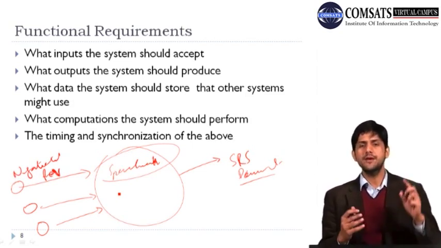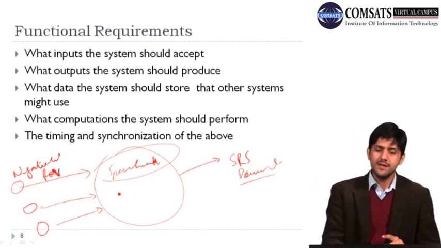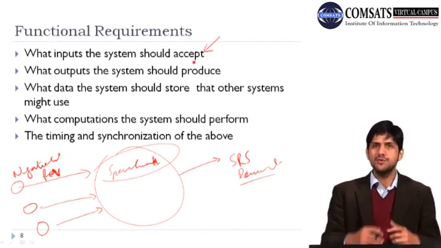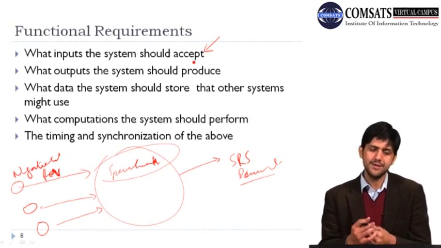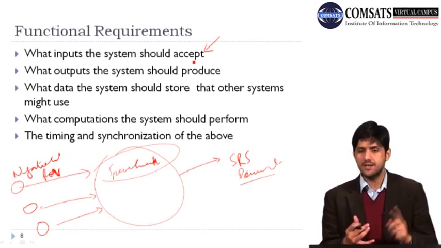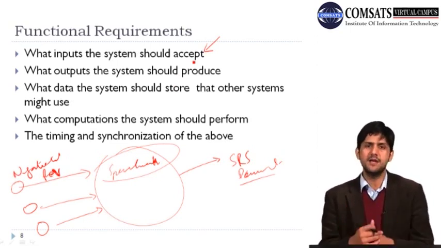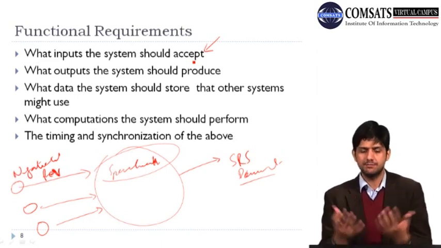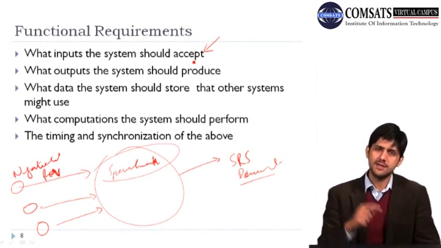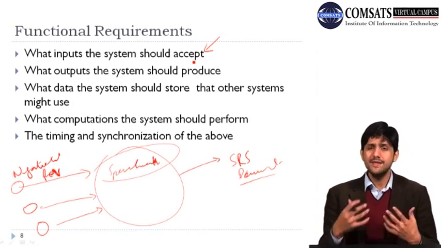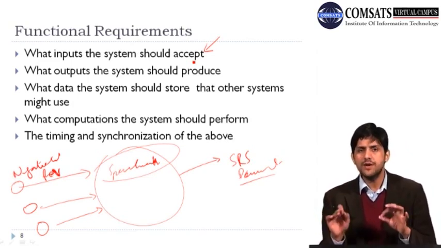So for example, in order to register a course, what are examples of the inputs? A student wants to register a particular course, so he enters his information, for example, his name, his roll number, or he enters his ID and password, and the main page of the portal opens up, and then he starts selecting these courses. So all he is inputting to the system, these are all functional requirements.